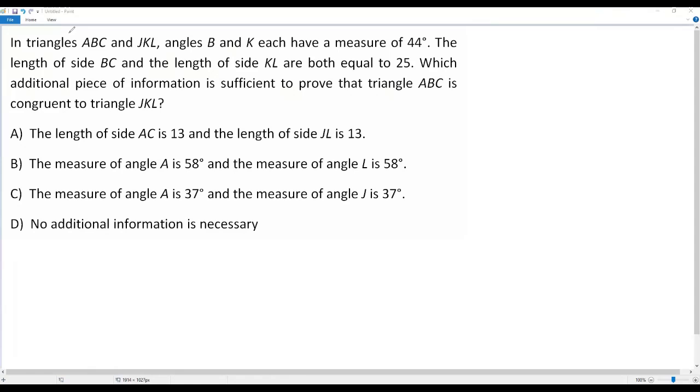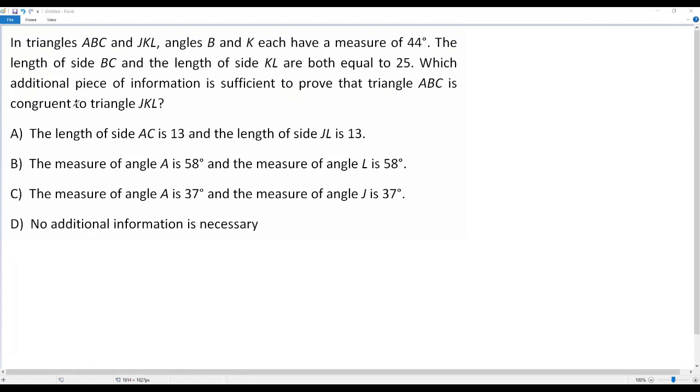Here we have an SAT math problem. Okay, let's go to the question. In triangles ABC and JKL, angles B and K each have a measure of 44 degrees. The length of side BC and the length of side KL are both equal to 25. Which additional piece of information is sufficient to prove that triangle ABC is congruent to triangle JKL?